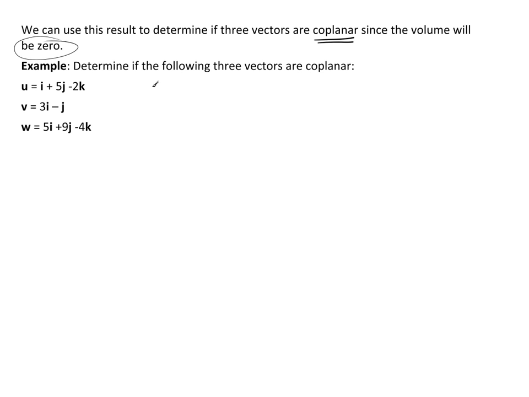So what I really want to find here is u dot v cross w. Obviously the magnitude is not going to be relevant here, because all I'm concerned about is whether it is 0 or non-zero. So I'm going to start off by finding v cross w. I'm going to set this up in a matrix, and I will get 3, -1, 0, and 5, 9, -4.